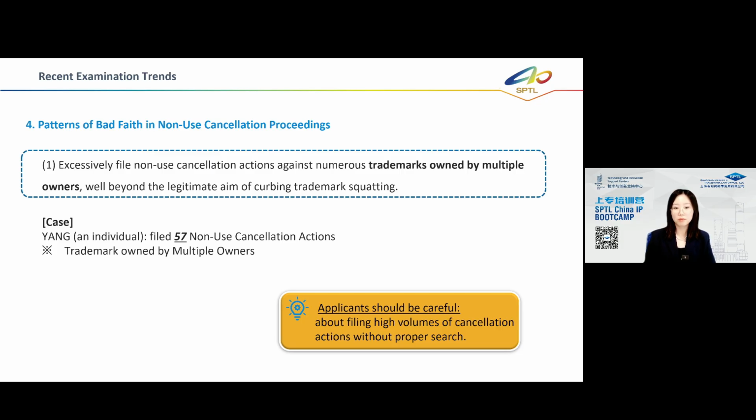After the requirements were updated, CNIPA introduced cases of bad faith cancellation filings. Bad faith in cancellation filings can be seen in several patterns. The first pattern of bad faith relates to excessive volumes of filings. For example, an individual filed 57 non-use cancellation actions. These cancellations were filed against marks owned by multiple different registrants. Such behavior suggests profit-seeking motives rather than protection of legitimate rights. Applicants should be careful about filing high volumes of cancellation actions without proper searches.